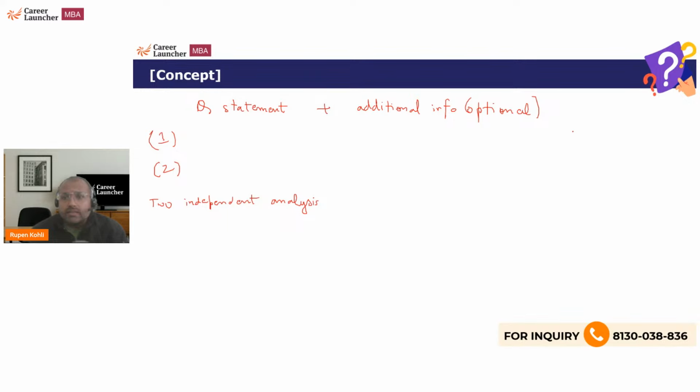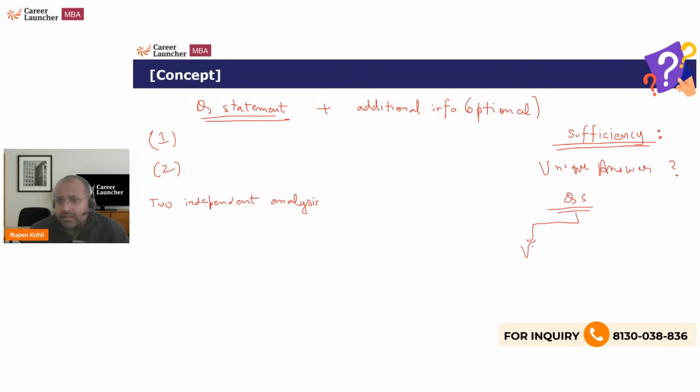The main motive is to figure out whether sufficiency is achieved or not. So the important thing to understand is the meaning of sufficiency. Sufficiency means uniqueness. Are you getting a unique answer to the question asked? Is there an exact, precise answer or not? The questions which are asked can be of two types. Questions can either ask for some value. We just saw, what is Chintu's age? So that was a value.